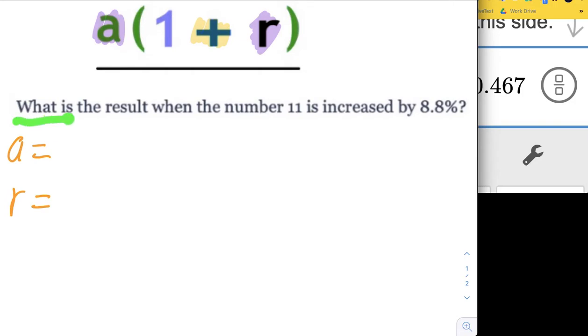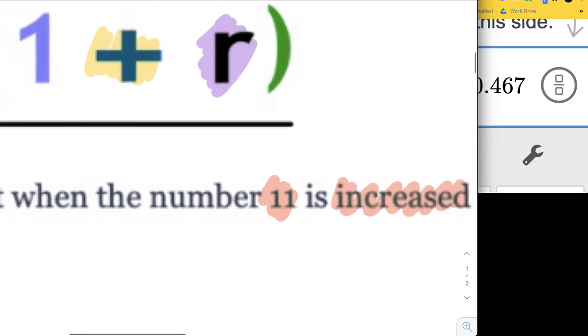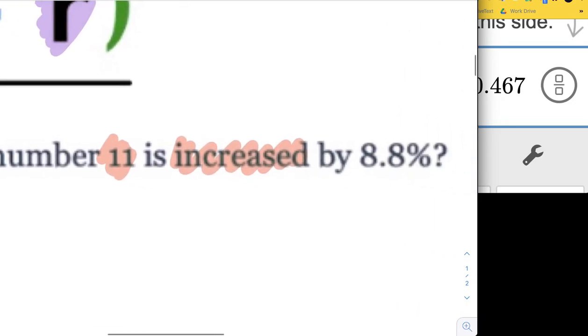So, what is the result when the number 11 is increased by 8.8%? So, what number are we starting with there? It says, what is the result of the number 11? Right? Look at that. This is our starting point. This is A. A is equal to 11. Is increased, right? So we know we're going to add here. Good.